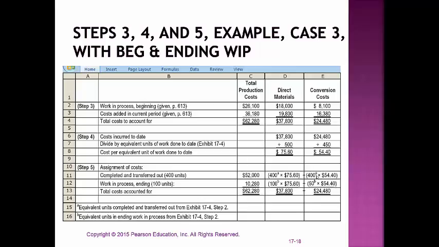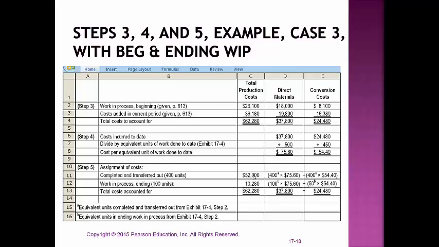If we were to add those two numbers up, it would give us $52,000. What would we do? We would use that number to either debit into another work in process account for another process and credit it out of this work in process, or we would debit it into finished goods inventory and credit it out of this work in process account.